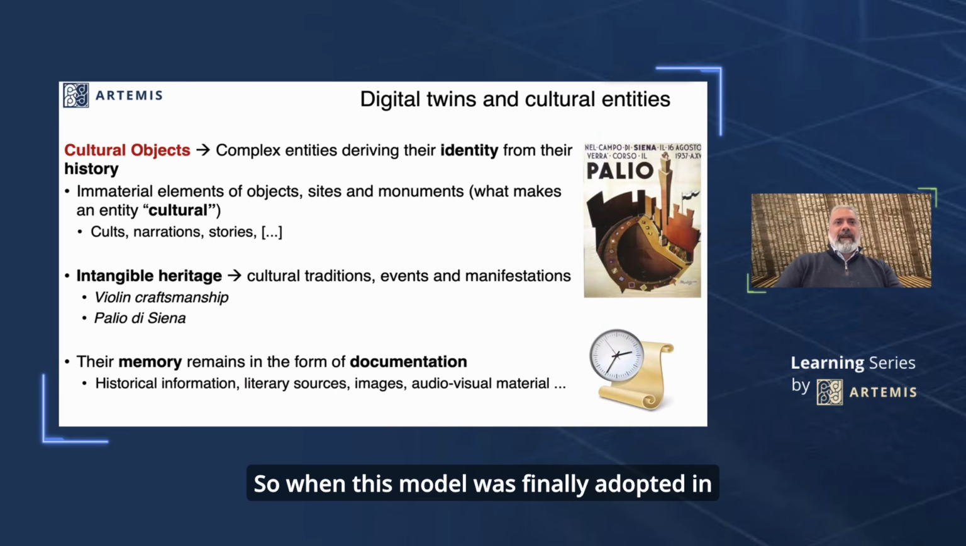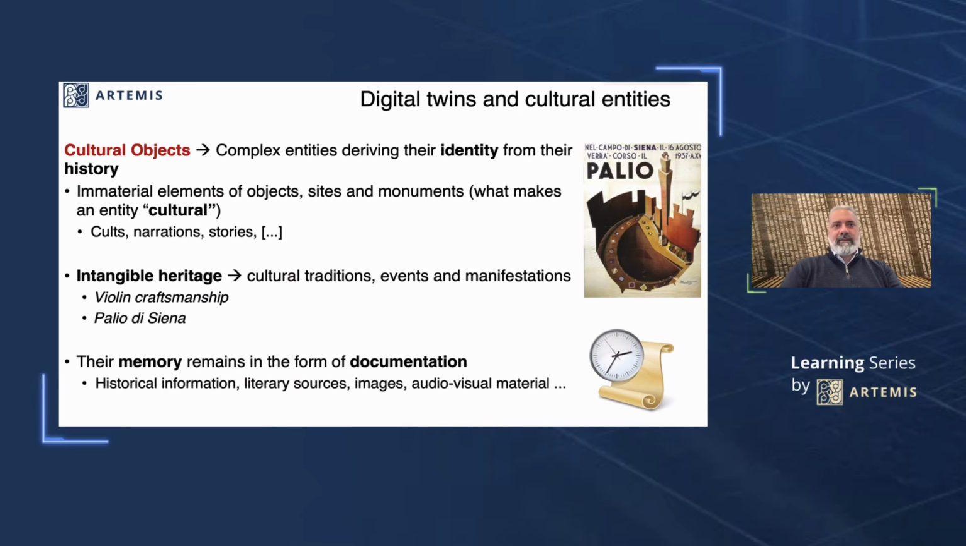So when this model was finally adopted in cultural heritage, the scholars realized that in this field there is a greater complexity that even goes beyond the external shape and the physical composition and the mechanical functioning of the objects, since it also includes aspects that are purely conceptual and, we can say, immaterial. But these aspects, nevertheless, are equally important and in some way perhaps even more relevant than the physical ones for these disciplines.